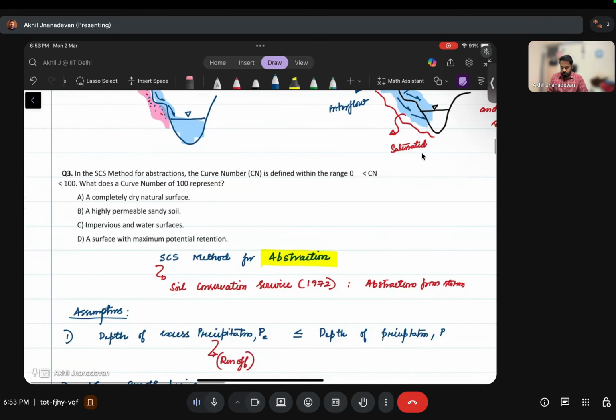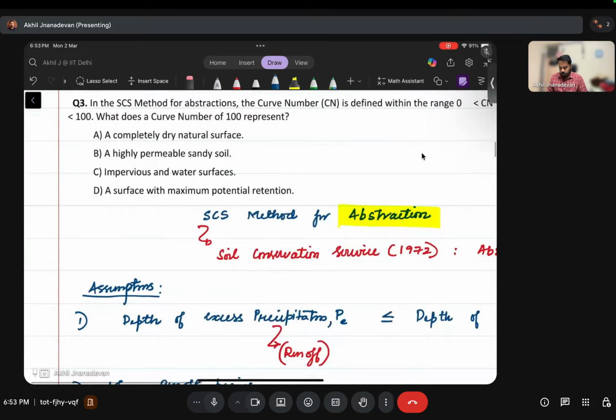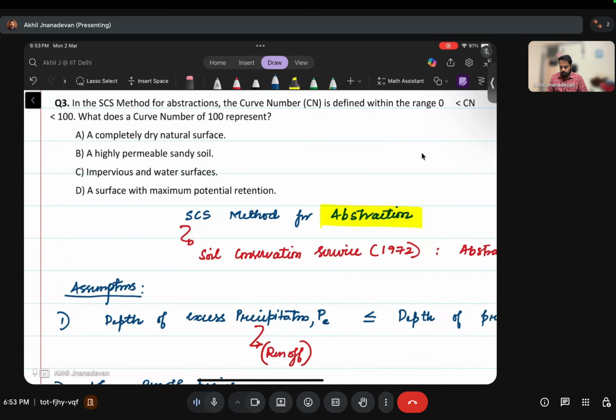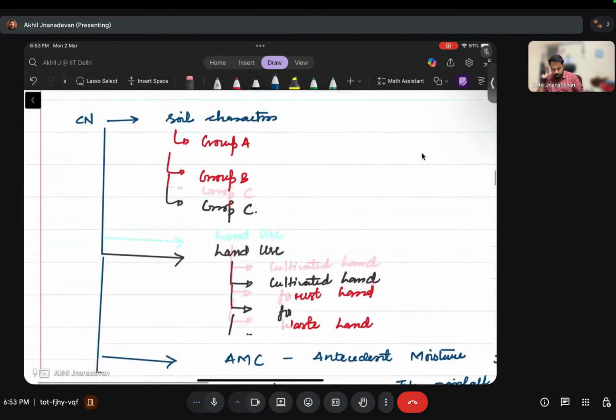Okay, so now we can come to the question. In the SCS method for abstractions, the curve number is defined within the range 0 to 100. What does the curve number 100 represent?